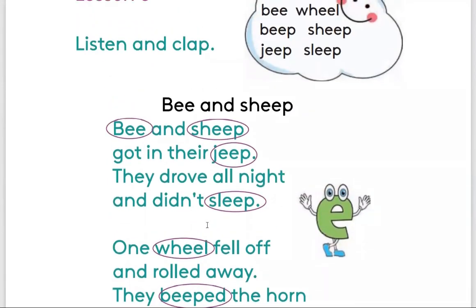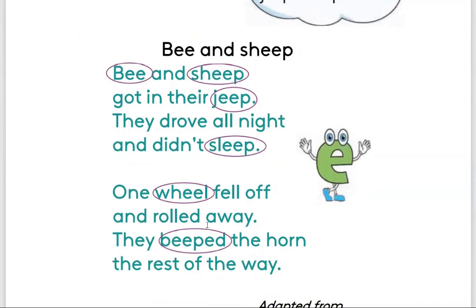Okay, now let's do it with the clap, right? Okay. Bee and sheep, you also do with me. You also can clap. Let's start once again. Bee and sheep got in their jeep. They drove all night and didn't sleep. One wheel fell off and rolled away. They beat the horn the rest of the way.